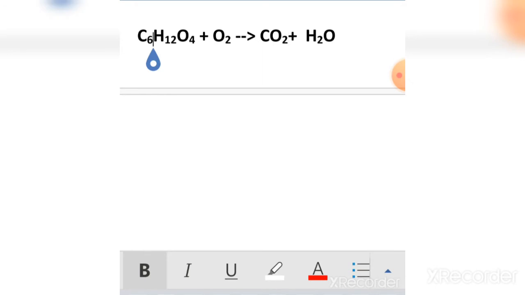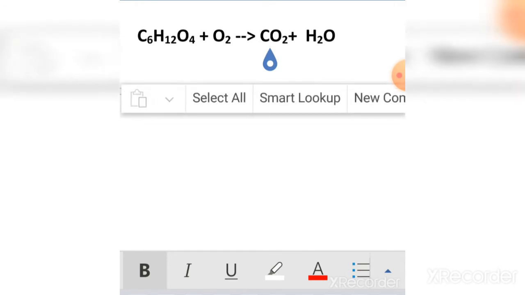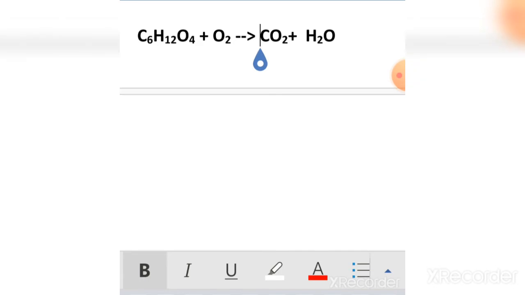Okay, let's start with the carbon atom. In the reactants, there are 6 atoms of carbon. In the products, there is only 1. So, we have to place a coefficient before the carbon dioxide so that the number of atoms of carbon should be equal to that in the reactants. So, since in the reactants we have 6 carbon atoms, then we place 6 here. Now, the carbon atoms in the reactants and products are already balanced.